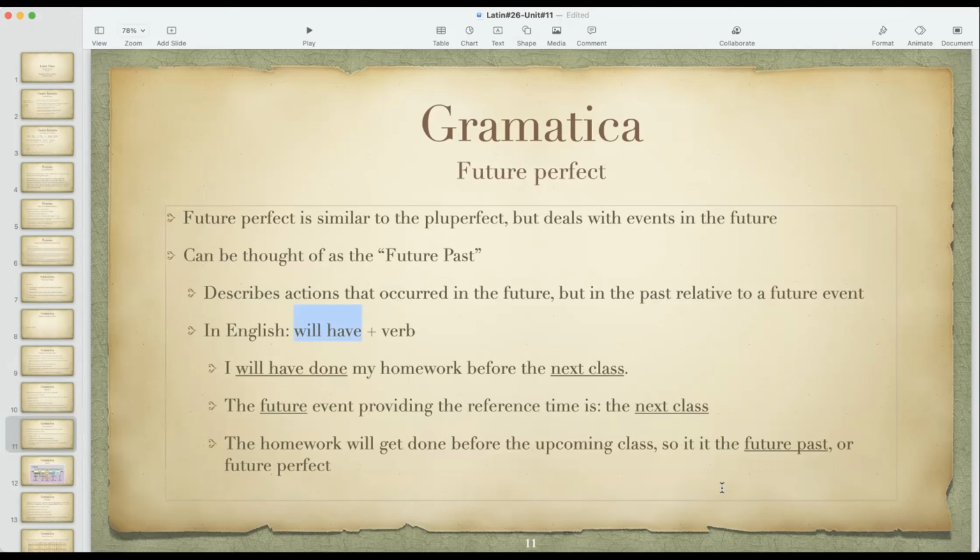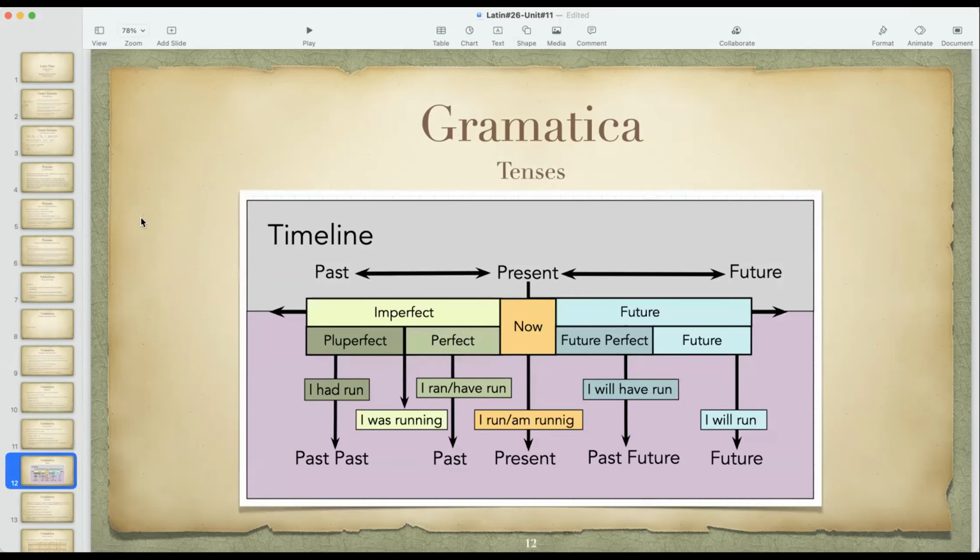i.e. you did that before you came to class. So it's the future past, or the futures, or the future perfect as it is referred to. Here's kind of a chart which hopefully kind of explains it, I hope.